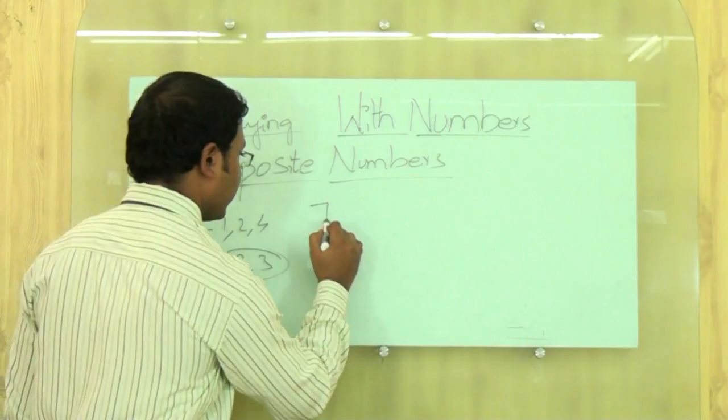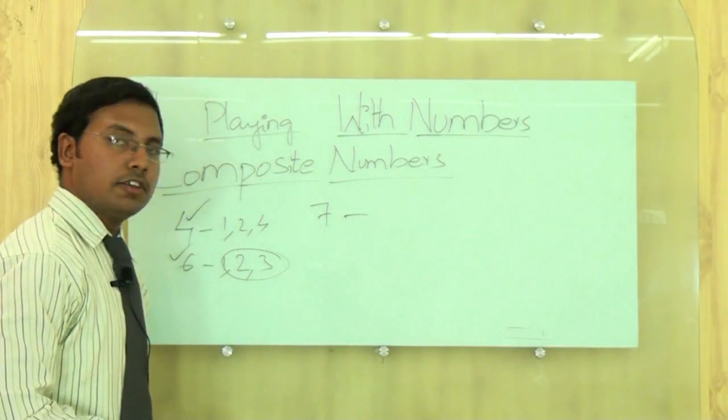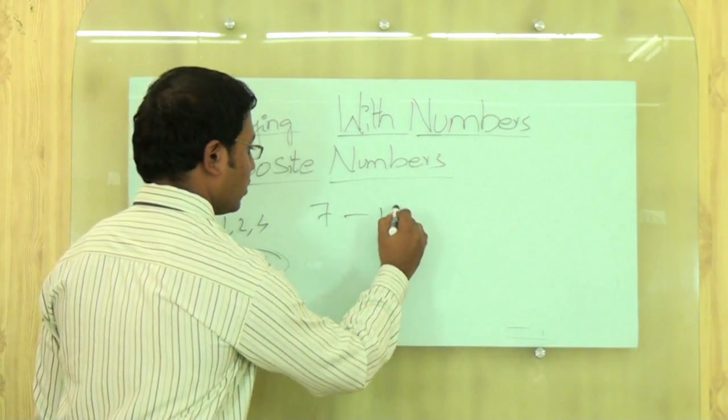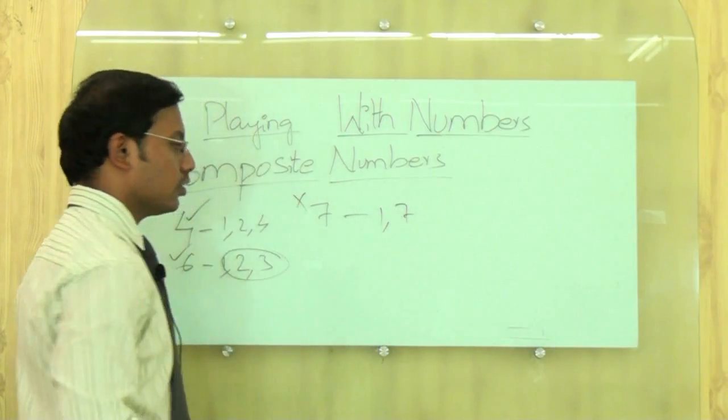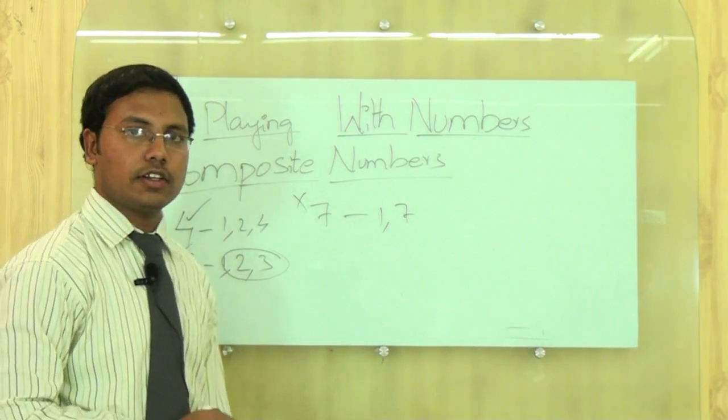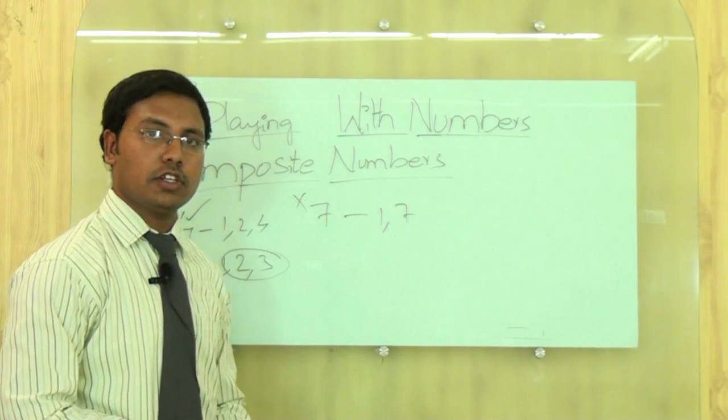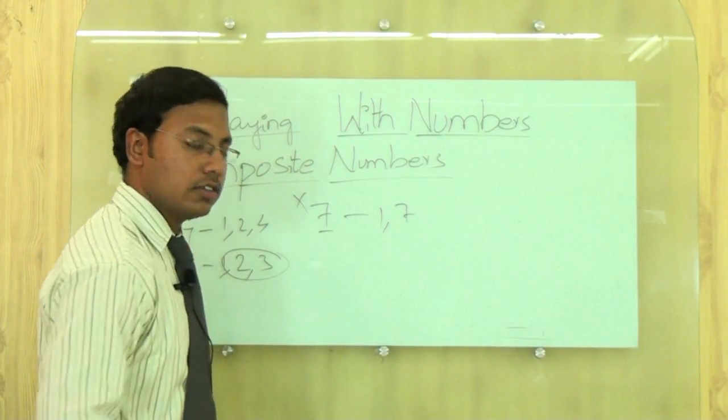Let us consider 7. 7 is divisible with 1 and 7. This is not a composite number. Since it consists of only 2 factors, that is 1 and 7, it is not called a composite number. Hence it is called a prime number here.